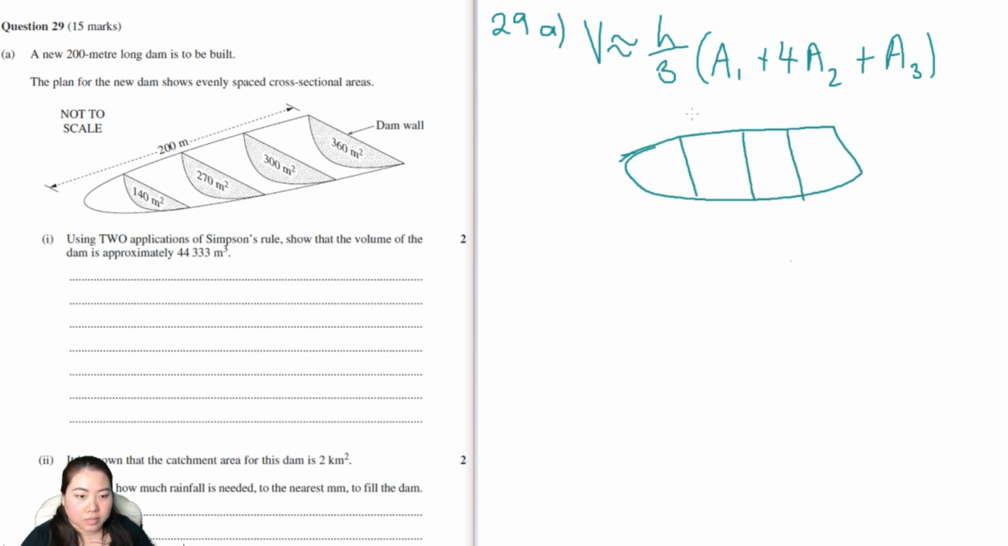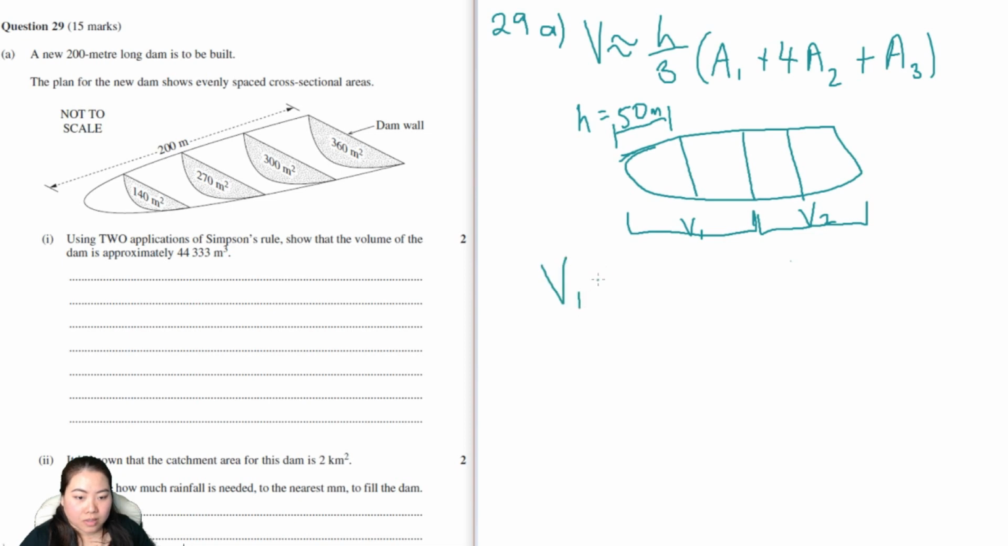Since it's 200 meters all the way across, that means each section is 50 meters. Therefore, the height is going to be 50 meters. The first Simpson's rule will cover this volume. This will be V1, and the second application of Simpson's rule is going to cover that volume, which I will call V2. And then I'll add them together and we'll have the volume of the whole thing.